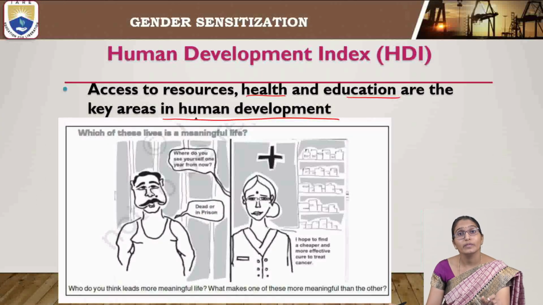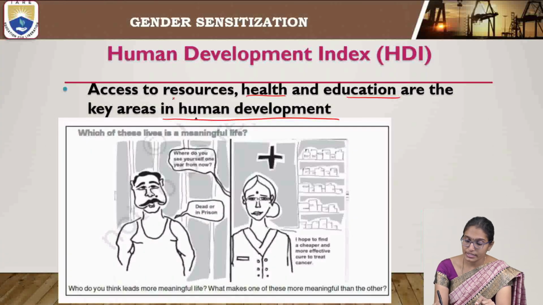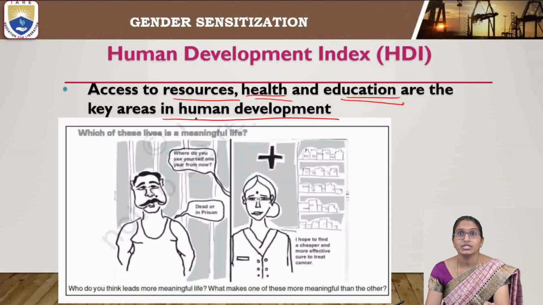So human development is considered with respect to resources, health, as well as education. So these three terms are the key areas, the key factors. Here, one example has been given.